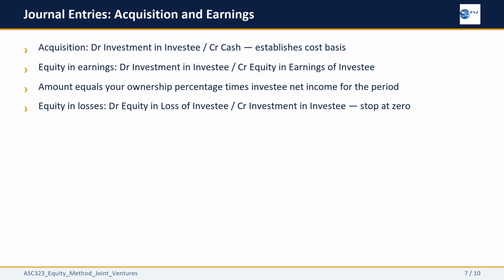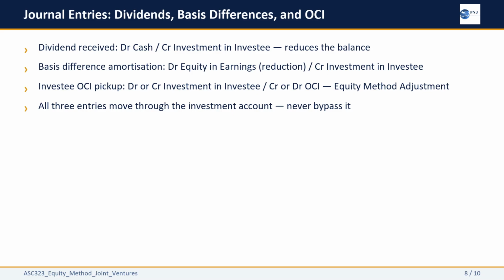And here is a critical rule you already know from earlier sections. You stop recognizing losses once the investment balance reaches zero, unless you have guaranteed the investee's obligations. The next entry type covers what happens to that balance when a dividend arrives. Three more entry types complete the ongoing accounting. First, dividends, cash in, investment balance down.